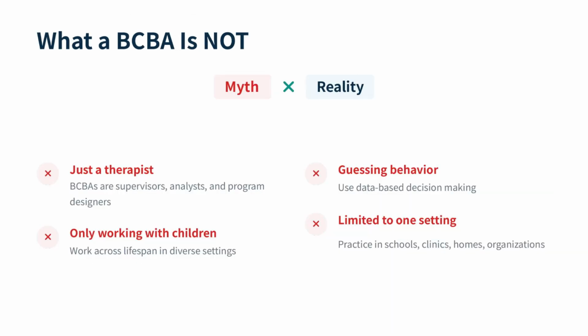This slide is extremely important because it addresses misconceptions. A BCBA is not just a therapist. They are analysts, supervisors, and program designers. They are not limited to working with children, they work across the lifespan in many settings. They do not guess behavior, they use data-based decision-making, which is a core principle in ABA. And they are not limited to one environment, they can work in schools, clinics, homes, and even organizational settings. From an exam perspective, this matters because questions often test whether you understand the scope and limitations of the role. So knowing what a BCBA is not helps define what it actually is.